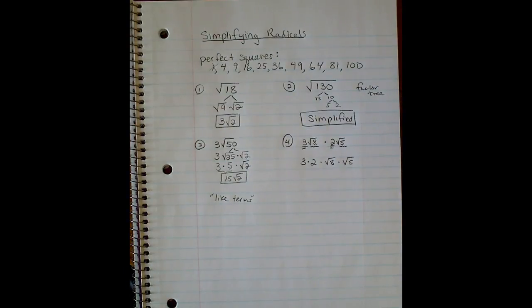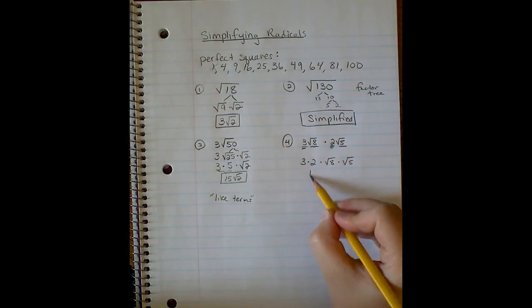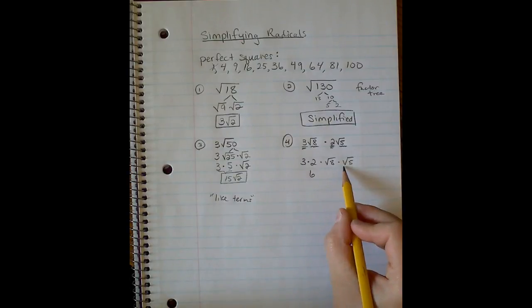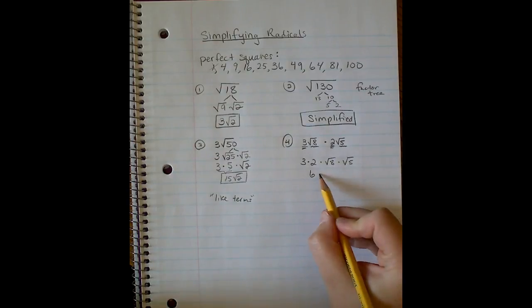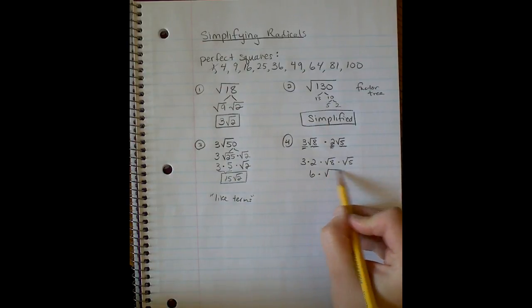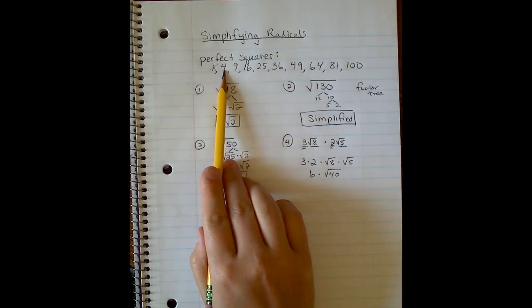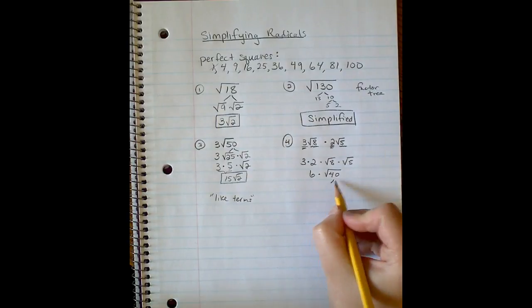So I can easily simplify 3 times 2 to give me 6. And since both of these values have square roots on them, I can also multiply those together. So that would give me 8 times 5, which is 40. Now this might be a little bit easier for you to simplify because I can look up at my perfect square list and really easily notice 4 goes into 40.